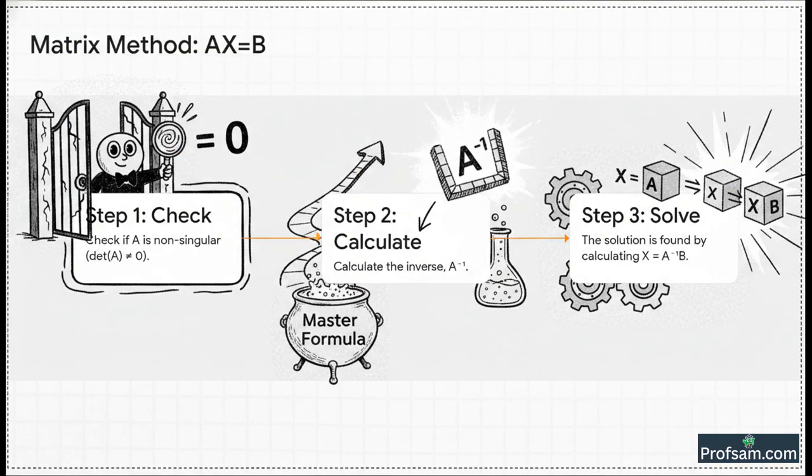The method is beautifully simple, and it's just 3 steps. Step 1, always check with the gatekeeper first. Calculate the determinant and make sure it's not 0. Step 2, use our master formula to calculate the inverse, A inverse. And finally, step 3, the solution is just a simple matrix multiplication. X equals A inverse times B. That's the whole game plan.